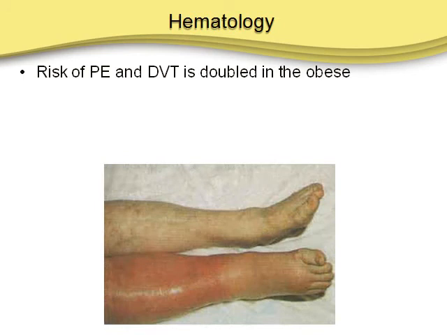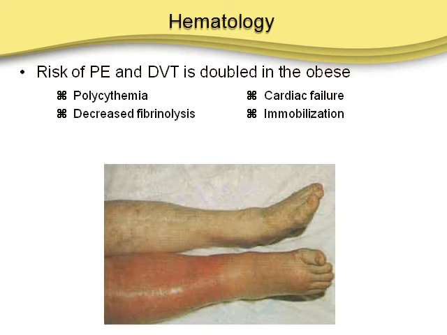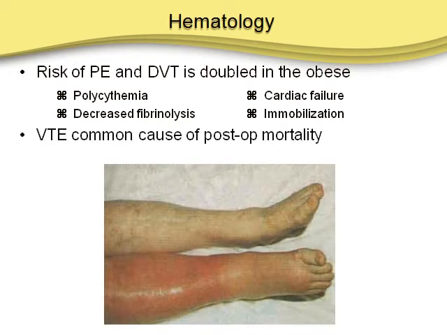The risk of pulmonary embolus and DVT is doubled in the obese. Other causative factors for this increase include hypoxia-induced polycythemia, cardiac failure, decreased fibrinolysis, and immobilization. Venous thromboembolism is one of the most common causes of postoperative mortality in the morbidly obese.